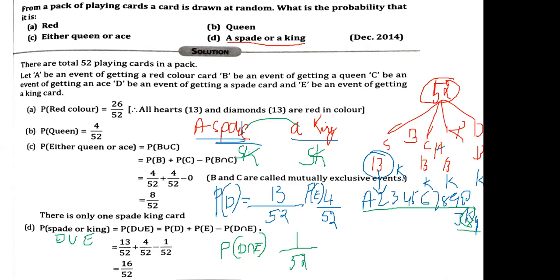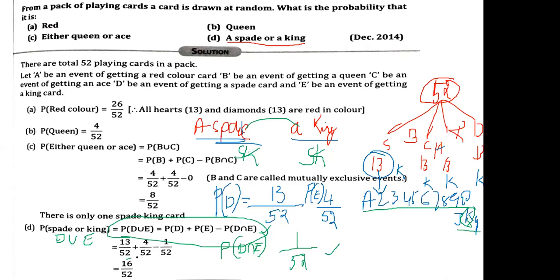Now use the addition theorem. See, the addition theorem, one question will compulsorily come in the examination. So you have to use the addition theorem. This is the addition theorem. Use this. Now P of D is 13 by 52 plus P of E is 4 by 52 minus the intersection, which is 1 by 52. Okay.